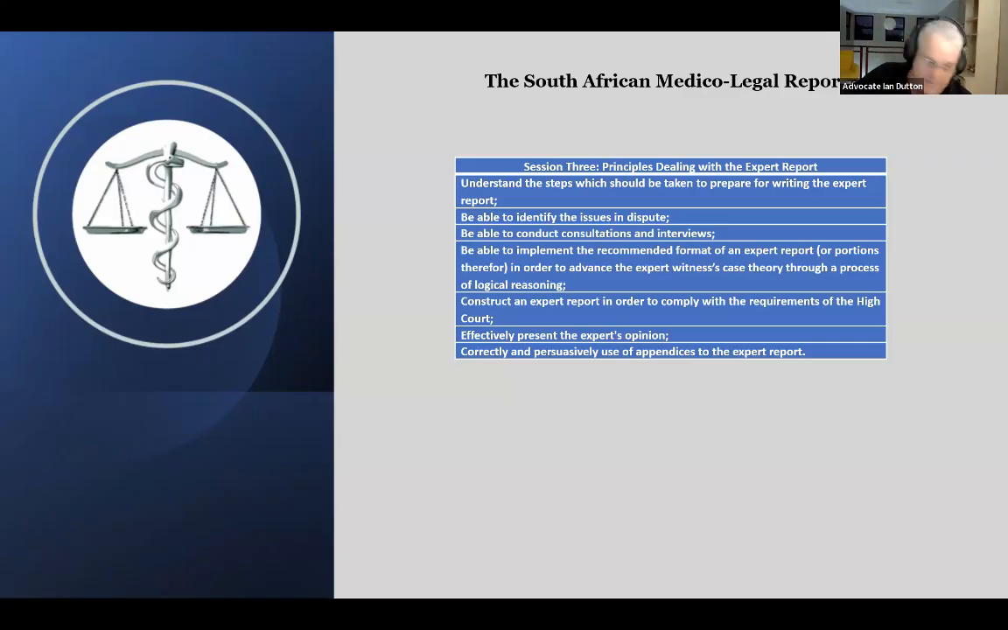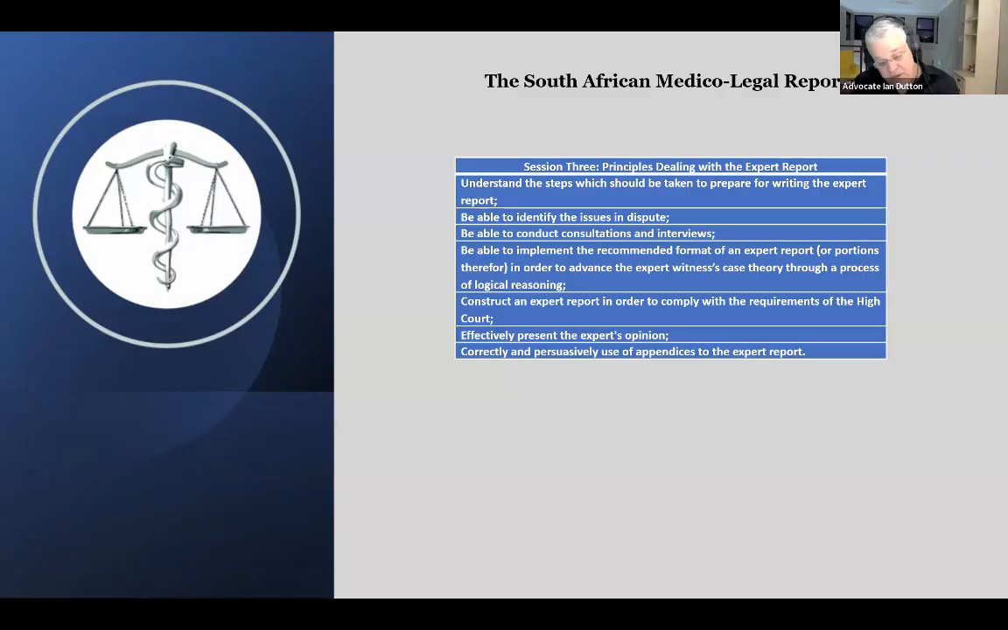So here, this is now taking this really to a high level. The case theory, in other words, what is your theory as to what the correct position is? That is your step one. Then you've got your process of logical reasoning, how that applies to that case theory, and then how that integrates into the recommended format of an expert report.